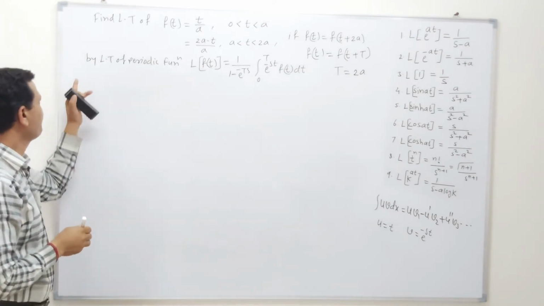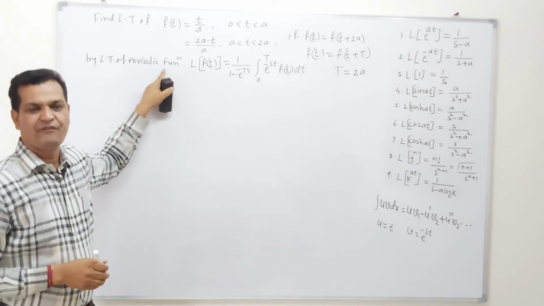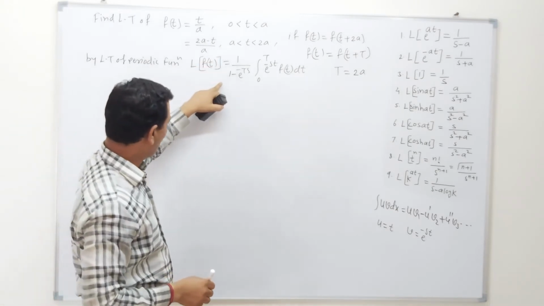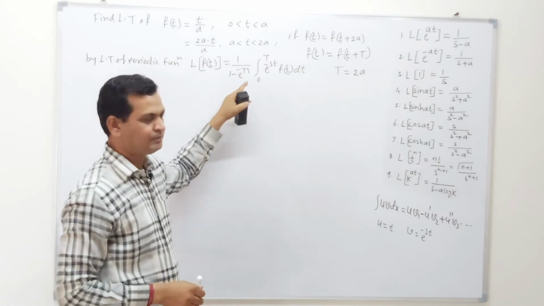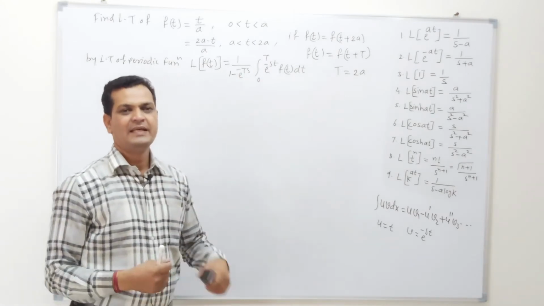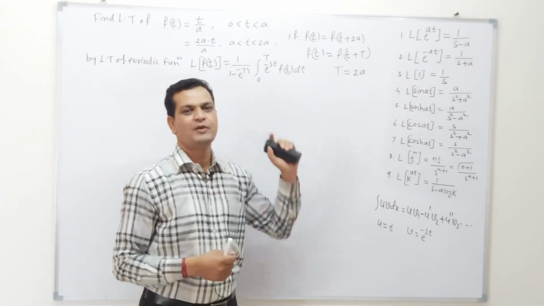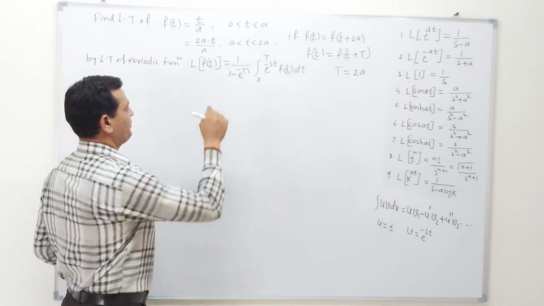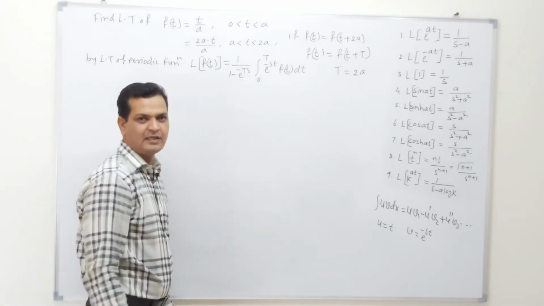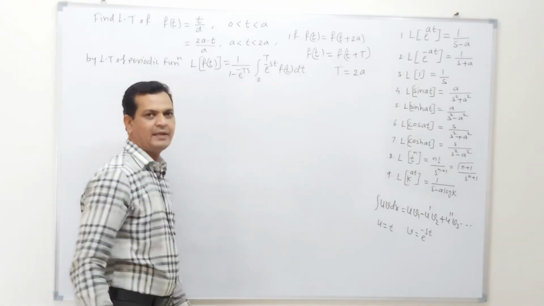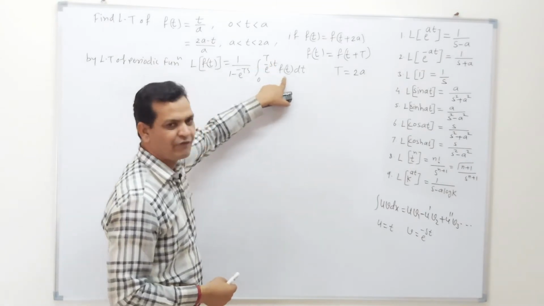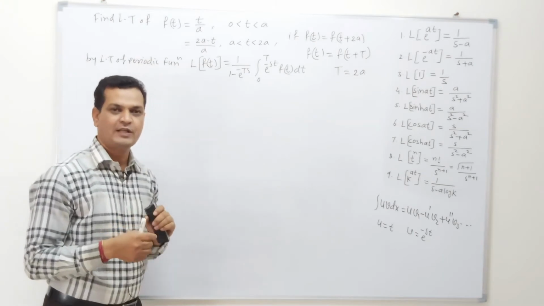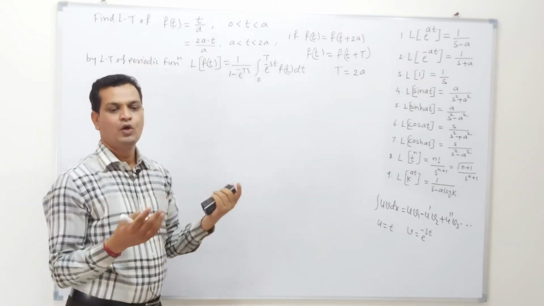Then if we apply the Laplace transformation of periodic function concept here, then Laplace transformation of f of t is equal to 1 upon 1 minus e raised to minus sT, integration 0 to T, e raised to minus st f of t dt. This is because of the theorem of the Laplace transformation for periodic function. Now in this theorem, put the value of capital T, which is 2a, and the value of this function f of t, but this function f of t is split into two parts. So that's why let's split this integration into two parts.